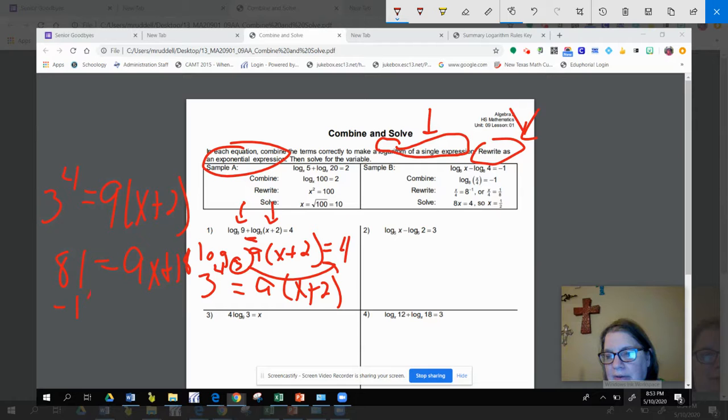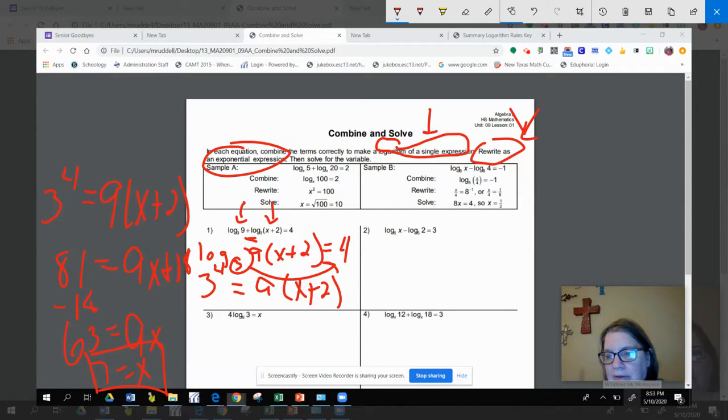Subtract the 18. 81 minus 18 is 63, so that's 63 equals 9x. Divide by 9, and you get x equals 7. And that's it. What did we do? We combined the two logs to one. We changed it to exponential, and we solved for x.